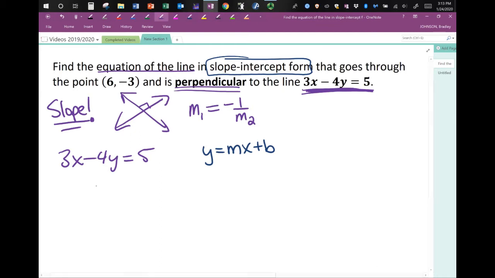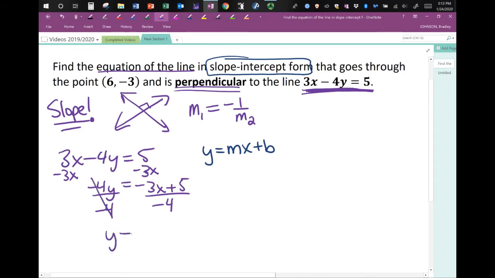Let's do that. I will keep the y on the left-hand side right now with the -4, but I'm going to move the 3x to the other side. In order to do that, you have to subtract 3x. So on the right-hand side, now I have -3x + 5. But we're not quite done. We need to divide everything by -4 to get the left-hand side just y equals something.